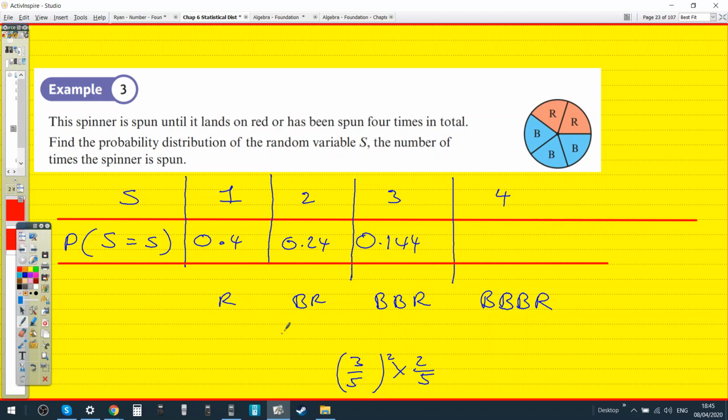That is because there is one other possibility. The game is over when you spin it 4 times in total. What is the very final possibility of 4 spins? That they always land on blue. Yep. Blue, blue, blue, blue. That would be 0.1296. Okay.